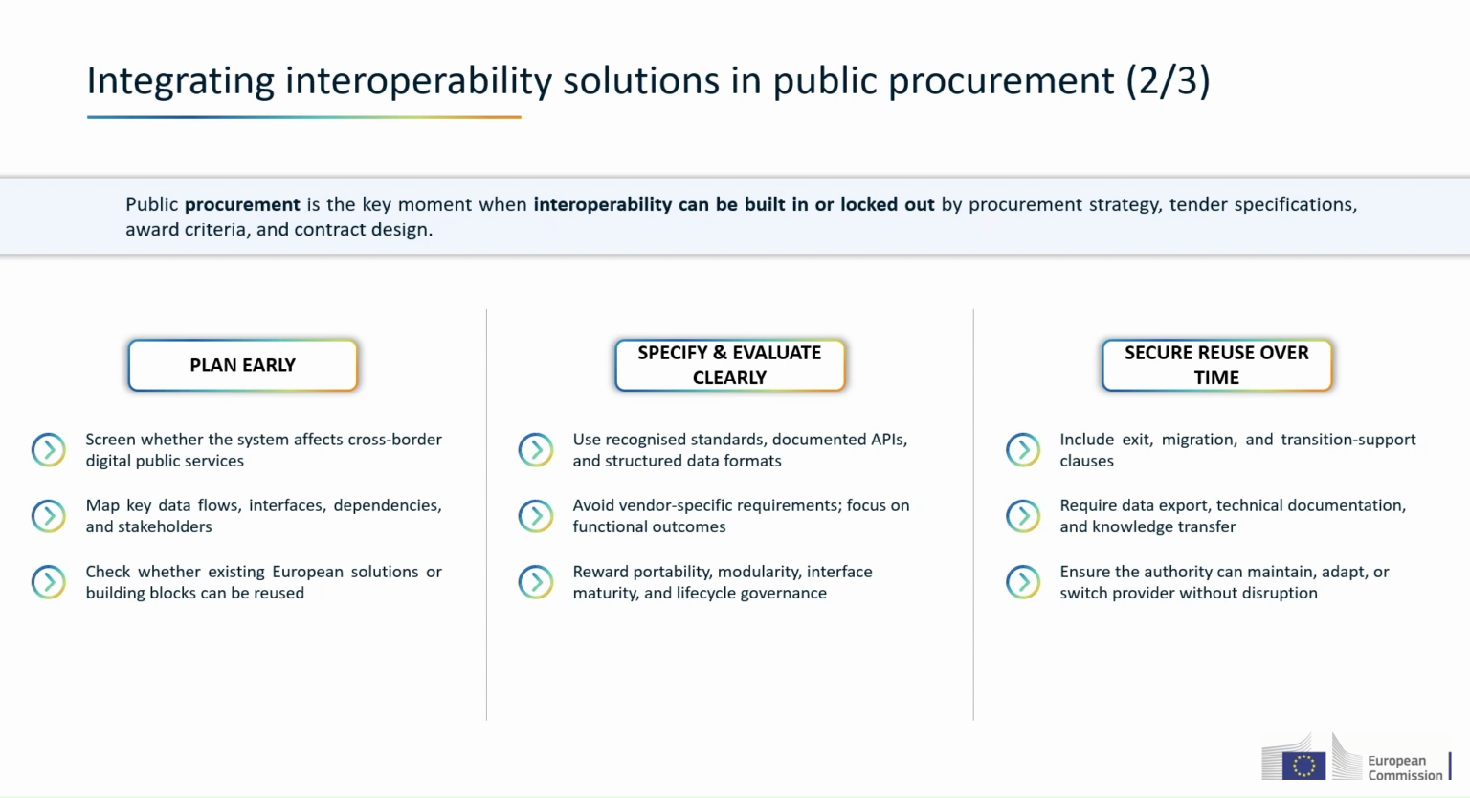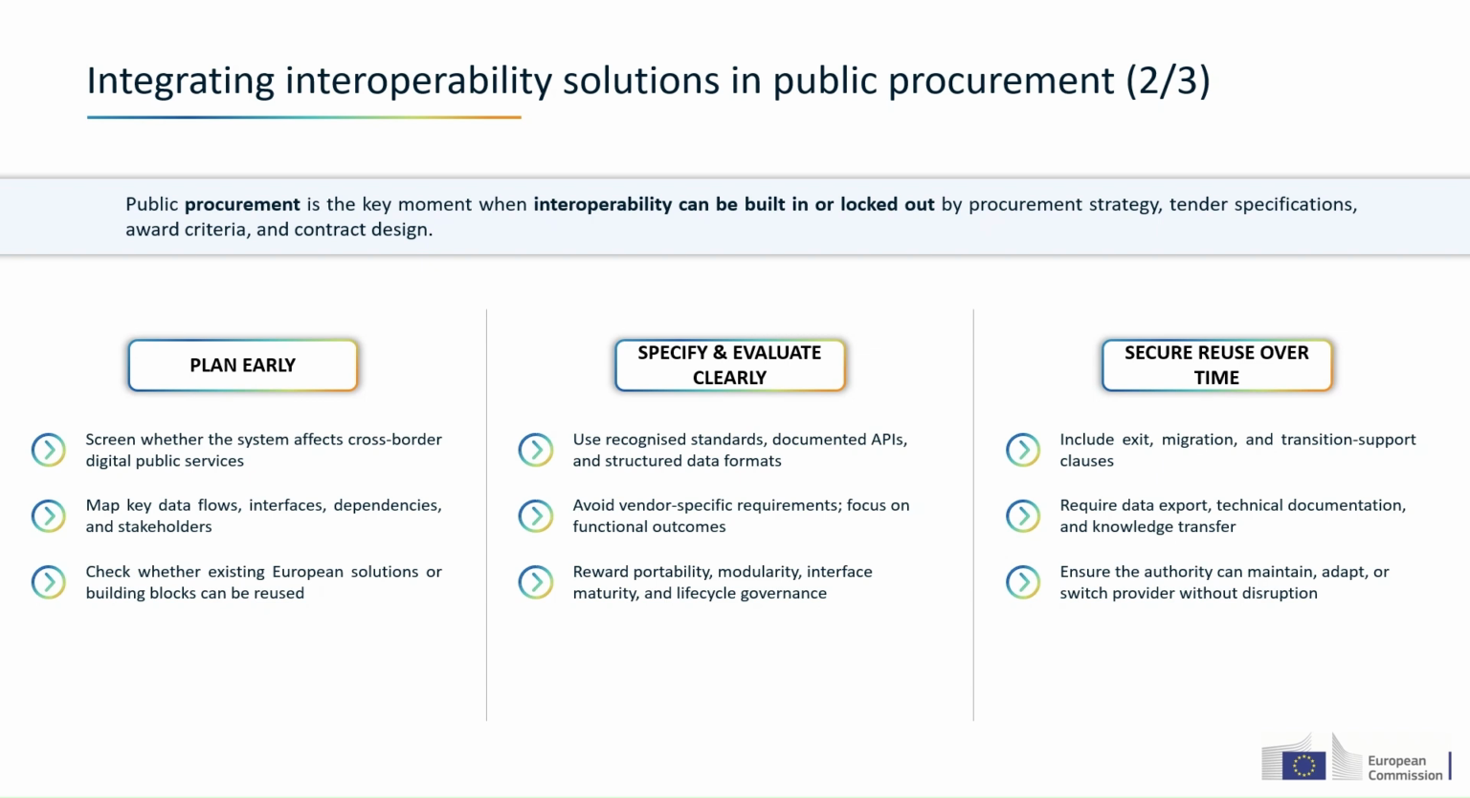Second, specify and evaluate clearly. The procurement should avoid unnecessary vendor-specific requirements and focus on functional outcomes. In practice, this means recognized standards where available. Also, documented APIs, structured data formats, and clear semantic alignment with EU data models or well-documented mappings.